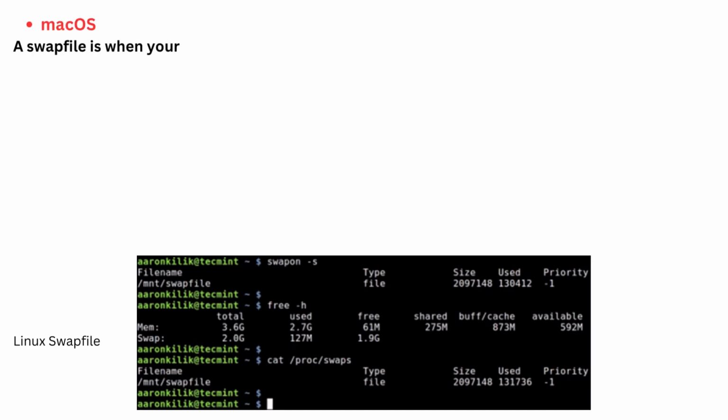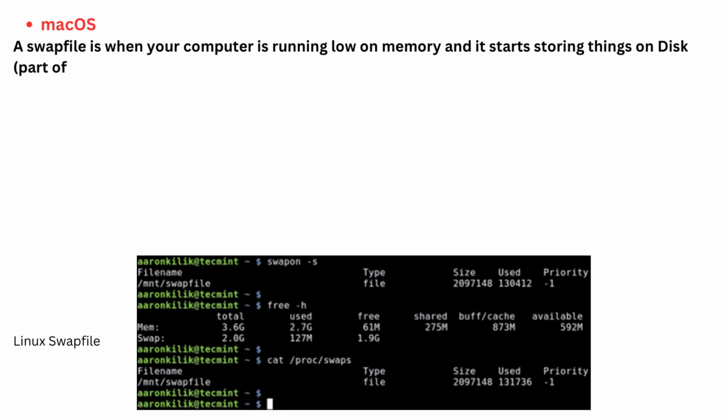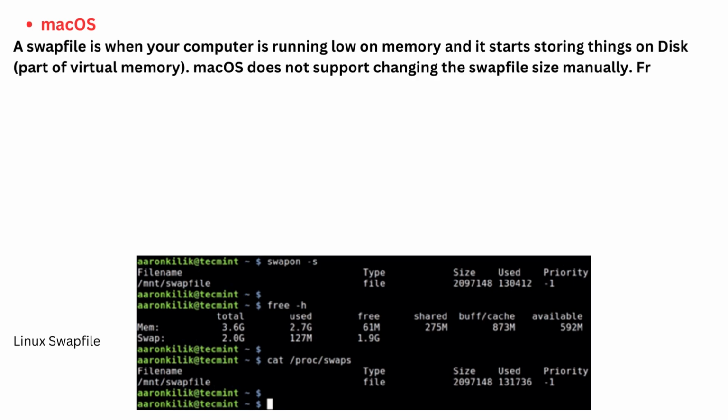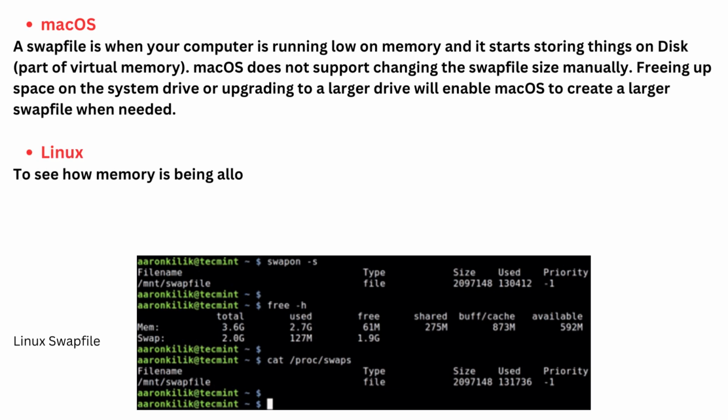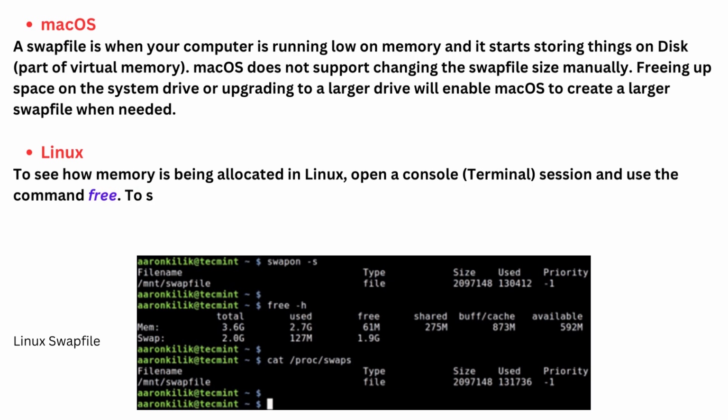macOS. A swap file is used when your computer is running low on memory and it starts storing things on disk, part of virtual memory. macOS does not support changing the swap file size manually. Freeing up space on the system drive or upgrading to a larger drive will enable macOS to create a larger swap file when needed.